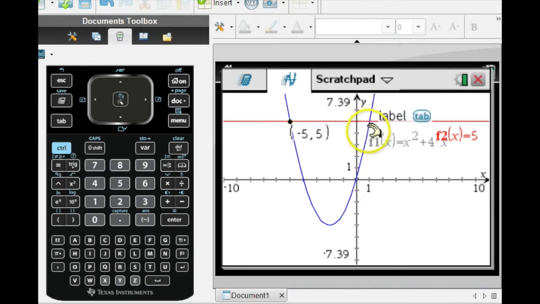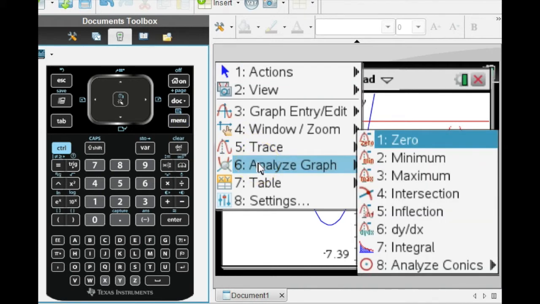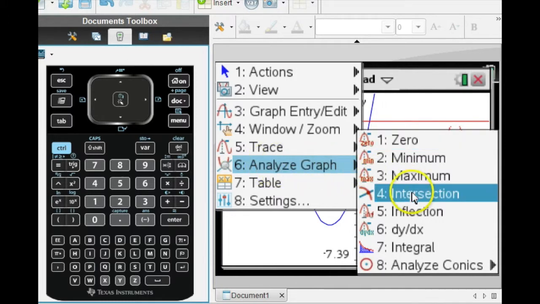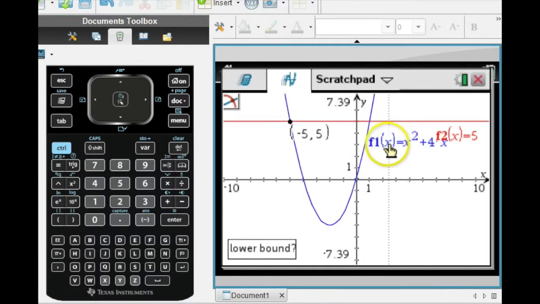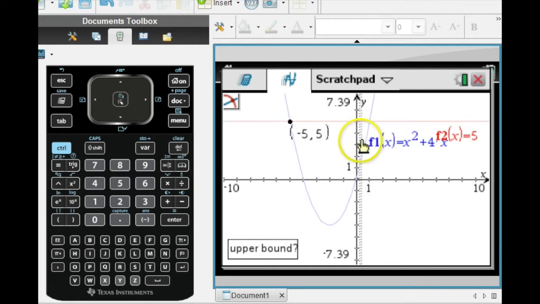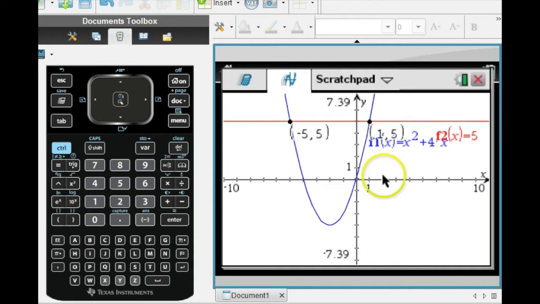Now I'm going to do the same process again, but I'm going to do it for this one over here. So again, I'm going to go into Menu, Analyze Graph, and Intersection. So you go Menu, 6 is my option, then option number 4. Okay, and again, I just want to make sure that I cover the entire intersection point. The lower bound will be the one on the left-hand side. Then you drag it, and as soon as you drag it over, you see that intersection pop up, and it tells you exactly what that intersection is. As long as I have that in there, then I'm good. I can click it again, and it tells me. So my two intersections here are negative 5, 5, and 1, 5.